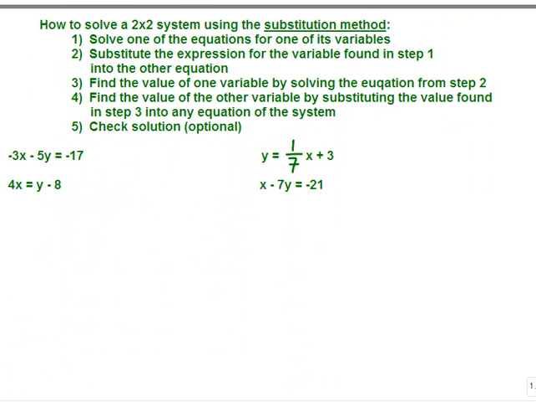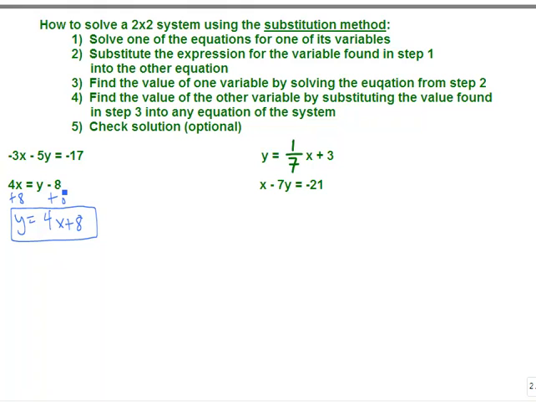The next method is called the substitution method, and in this method you're going to take your two equations and pick one of the equations, whichever one looks easier, and solve it for either x or y, again, whichever one is easier. So for example, if I look at this system right here, it looks pretty easy to solve the second equation for y because all I would have to do is add 8 to both sides. So y would equal 4x plus 8. I'm going to put a box around that because we're going to have to come back to that later.